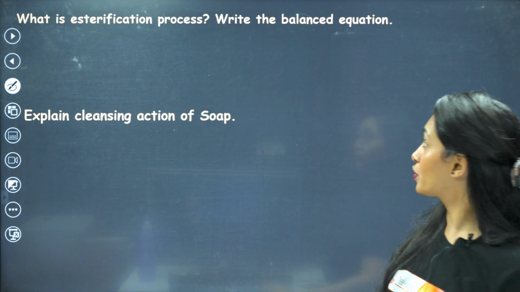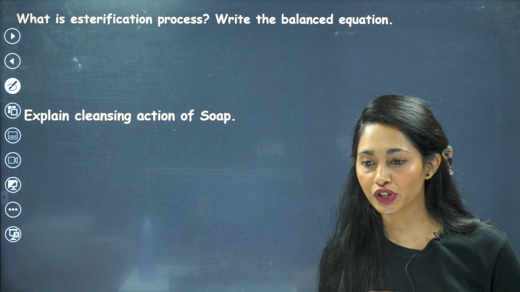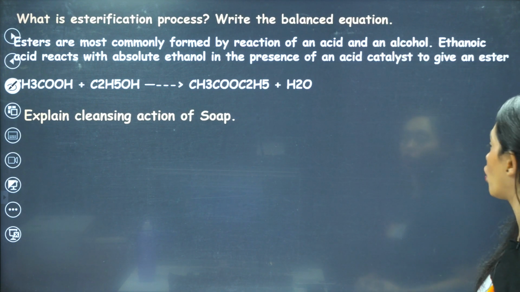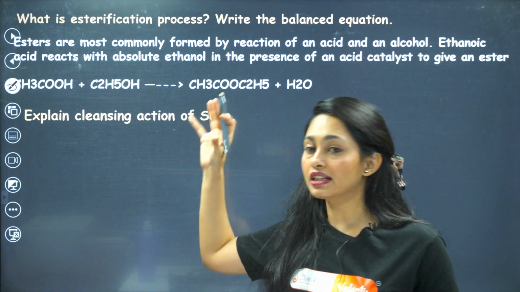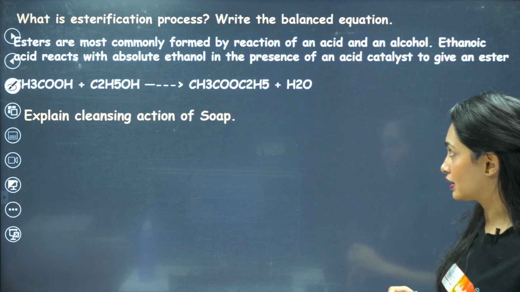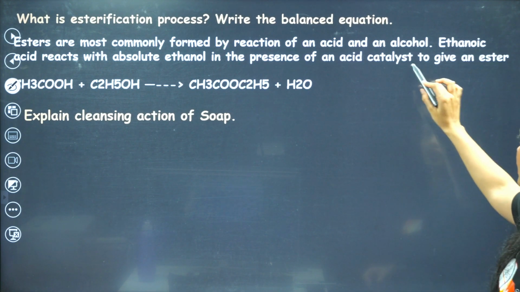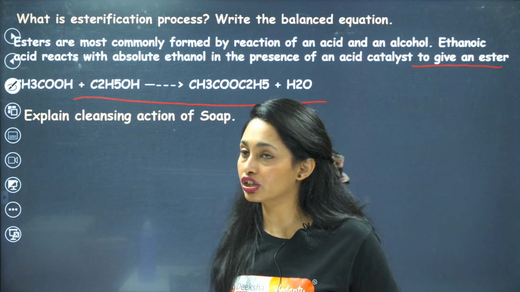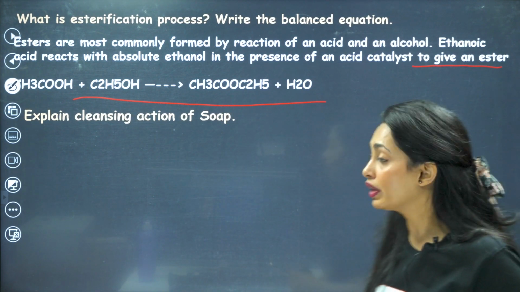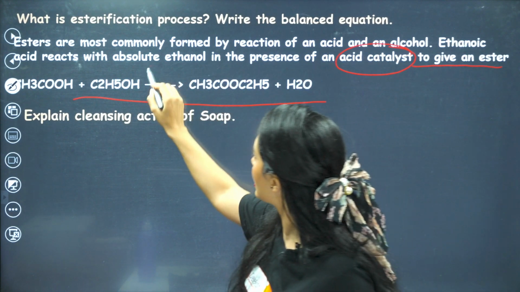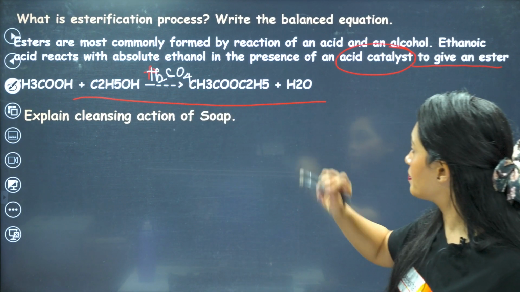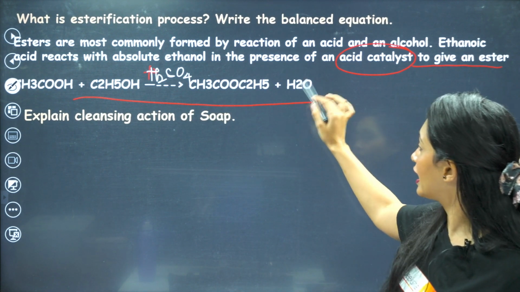Next, esterification process, and you need to write the balanced equation here as well. Esters are most commonly formed by reaction of an acid with an alcohol. This is the reaction that is present in your textbook. Ethanoic acid reacts with absolute ethanol in the presence of an acid catalyst to give an ester. This is the reaction: CH3COOH, that is ethanoic acid, is reacting with ethanol, in presence of an acid catalyst, which is H2SO4, to form ethyl ethanoate and H2O.